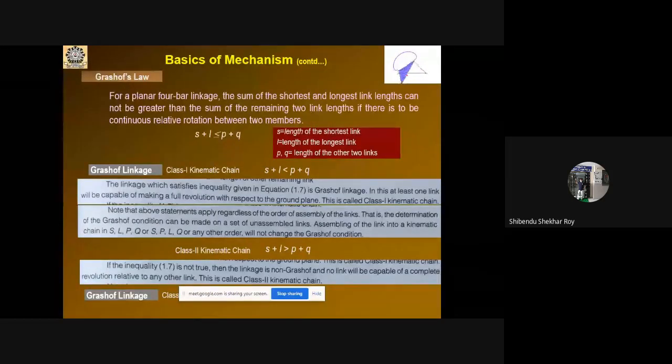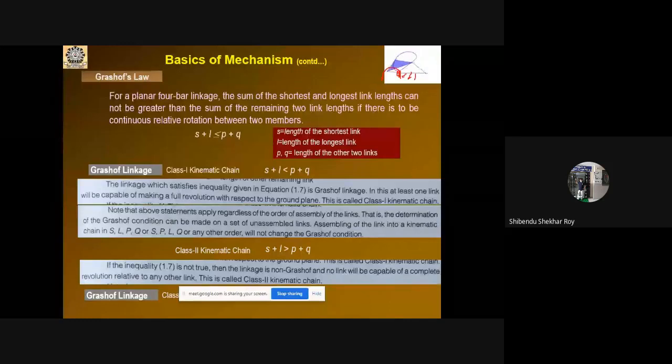For example, I have shown here the 4-bar linkage or 4R linkage, where this one is the fixed link, and this is the crank. This rotating part was the crank. Now the crank has to rotate. Here you have to fix the motor. The motor has to be fixed so that it will rotate the crank.